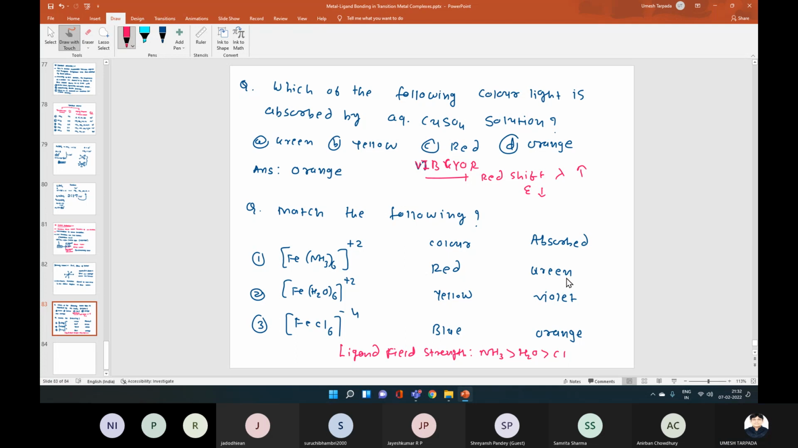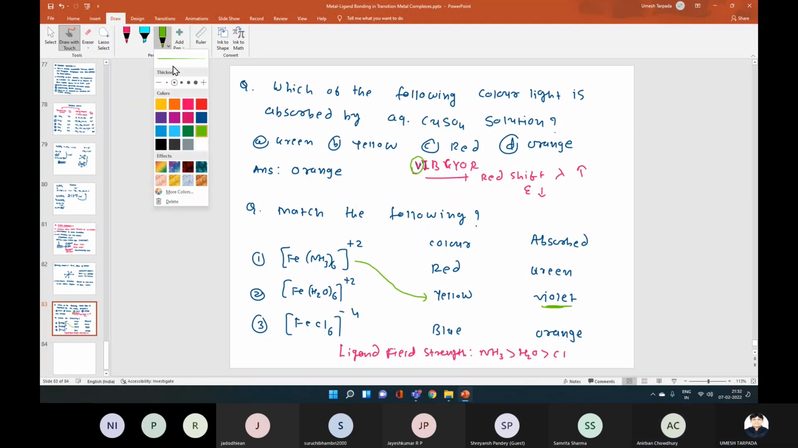सी एब्जॉर्ब, ग्रीन कलर एब्जॉर्ब है, वायोलेट है एंड ऑरेंज है. तो सबसे ज्यादा वेवलेंथ किसकी है, कौन से कलर की है? वेवलेंथ पहले देखो. वायोलेट की वेवलेंथ कम है सबसे. वायोलेट कलर इज हैविंग लोएस्ट वेवलेंथ, तो उनकी एनर्जी ज्यादा होगी, तो इसके साथ आएगा, Fe(NH3)6 के साथ.